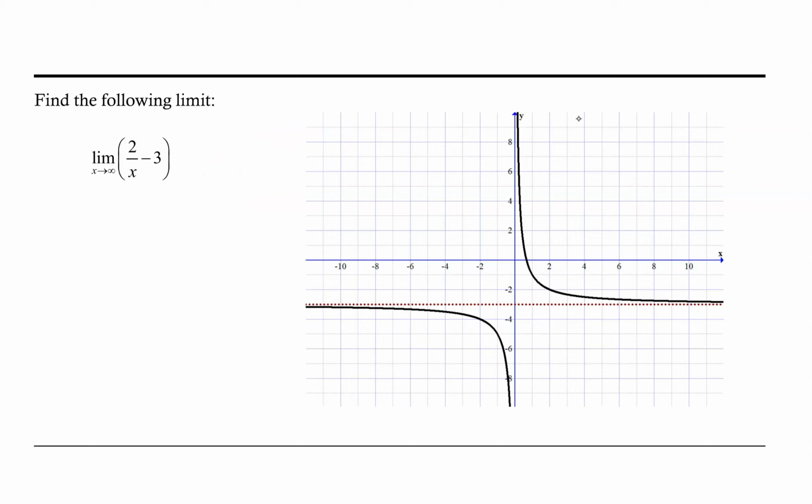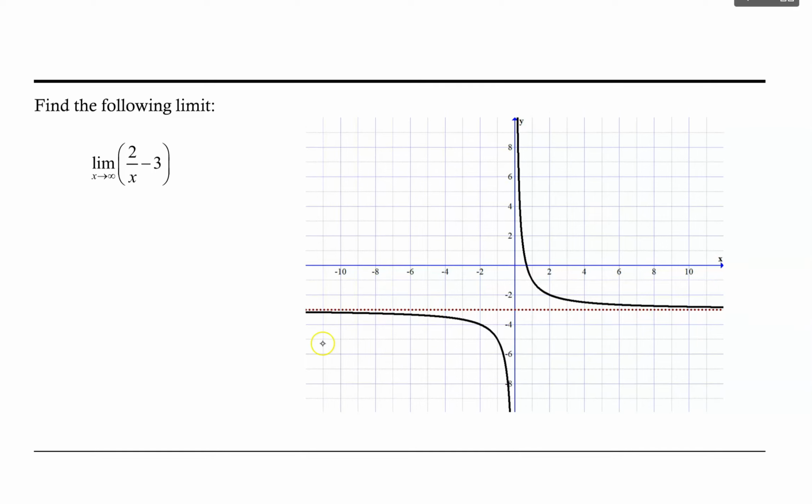And as we can see here in the graph of this function, this dotted line at x equals negative 3, our function, as x gets larger and larger, approaches infinity, is decreasing and getting closer and closer and closer to negative 3.